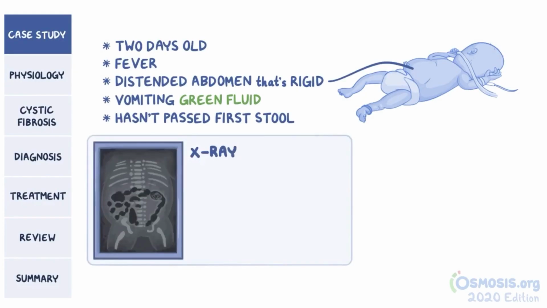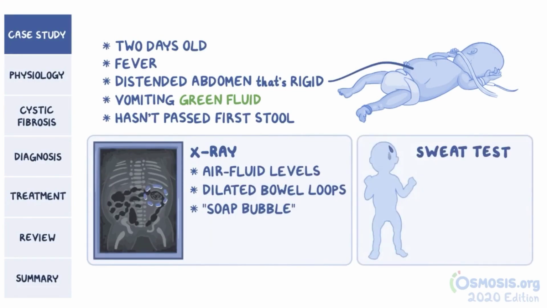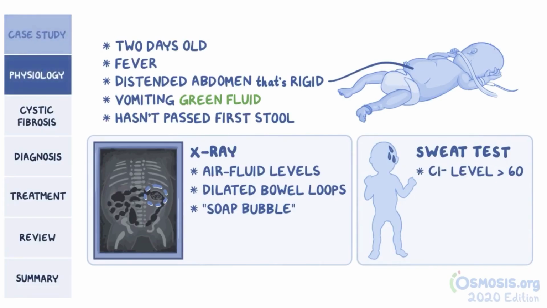An X-ray was performed, and it showed air fluid levels in dilated bowel loops, along with a soap bubble appearance. A pilocarpine-induced sweat test was done which showed a chloride ion level over 60. Now, the newborn seems to have cystic fibrosis. But first, a little physiology.